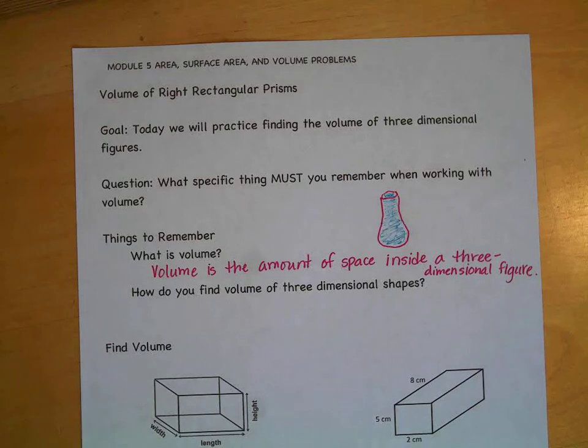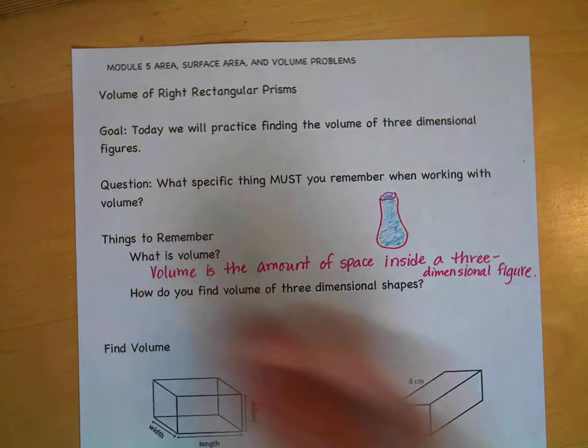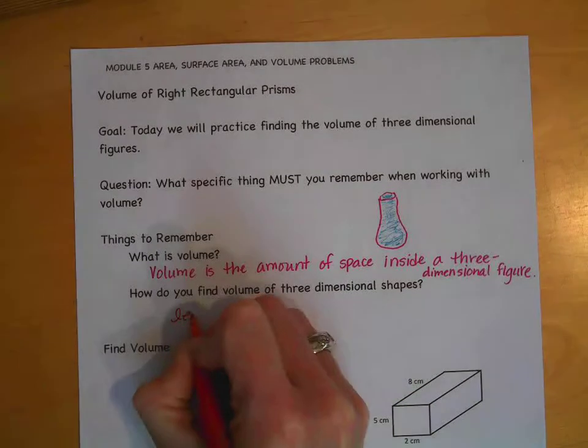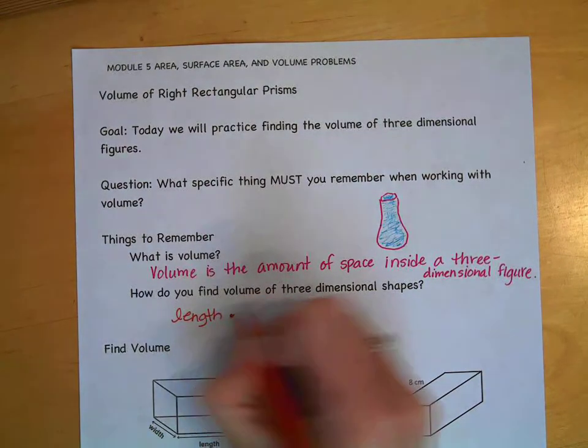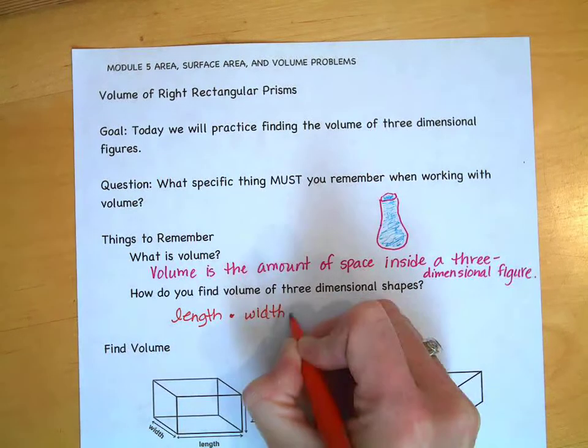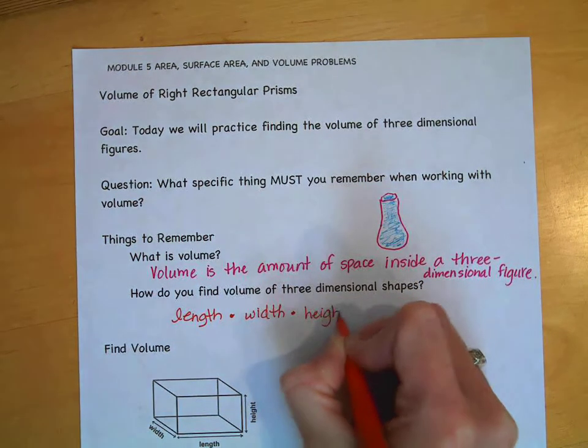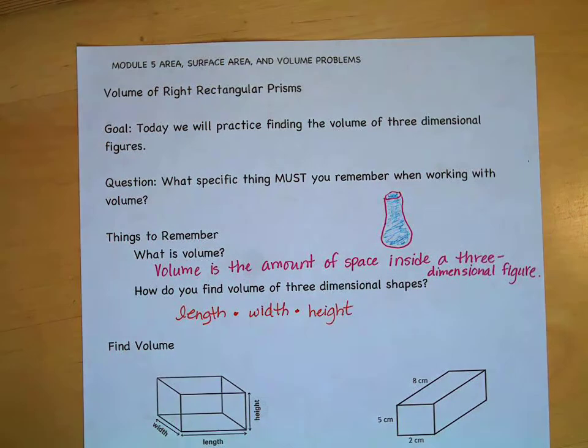Okay, how do you find the volume of a three-dimensional shape? Well, when you were a little bit younger in your schooling, maybe you had a math teacher who taught you that when you're talking about volume, you actually multiply three things together. You were probably taught that to find volume, you take the length times the width times the height, because you have three dimensions that you multiply together to get the amount of space inside.